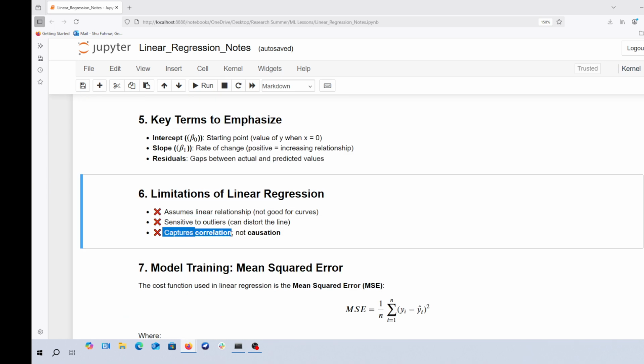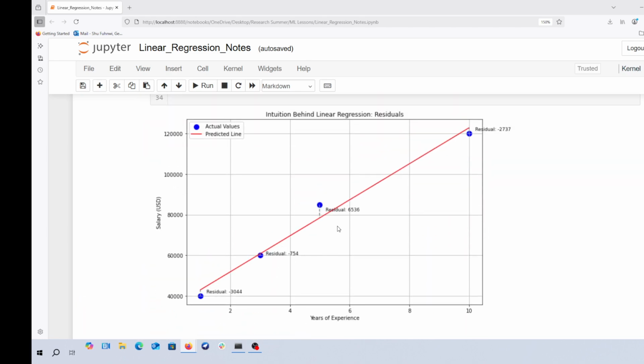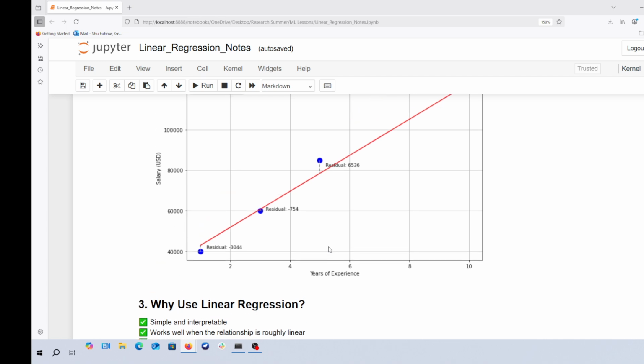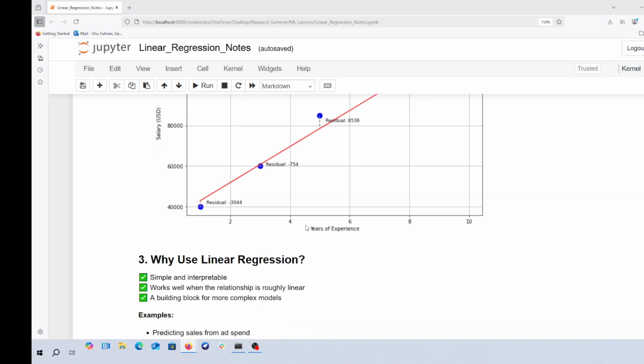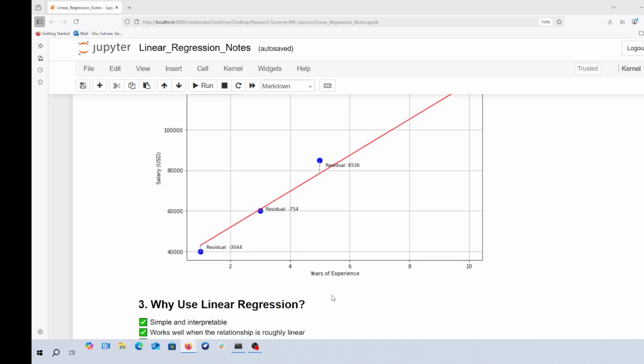Another disadvantage of linear regression is that it captures correlation and not causation. Let's say we had two features, like years of experience and level of education, and there is some strong relationship between them. Then it will be a problem because these two features are very correlated.